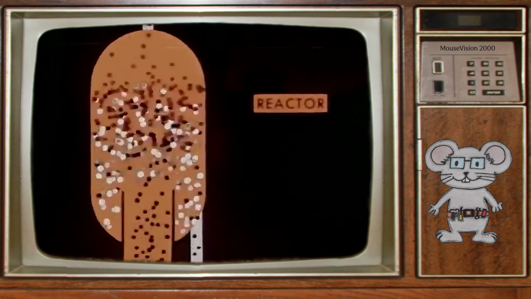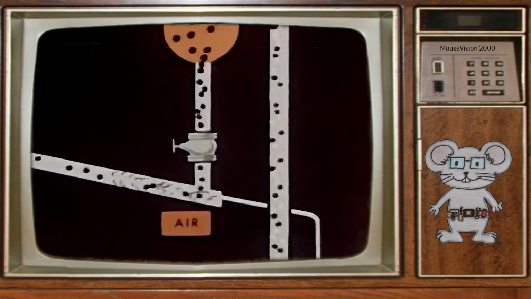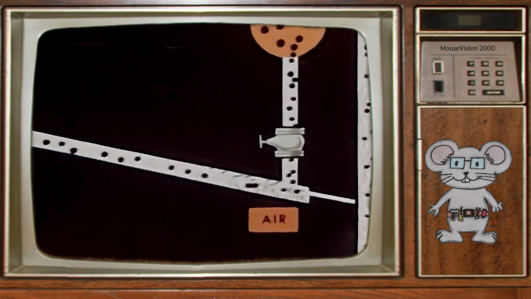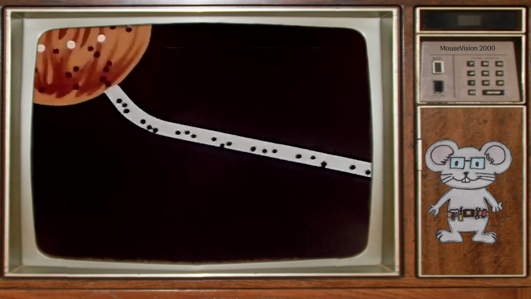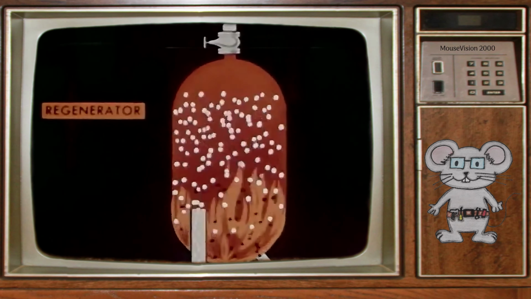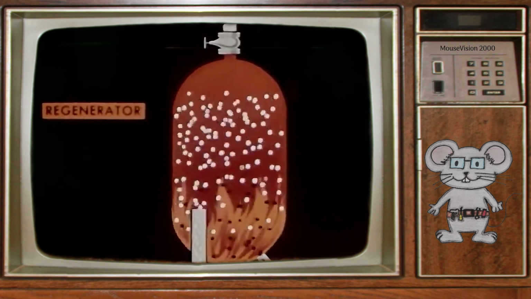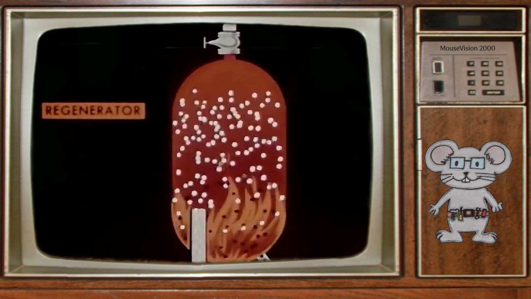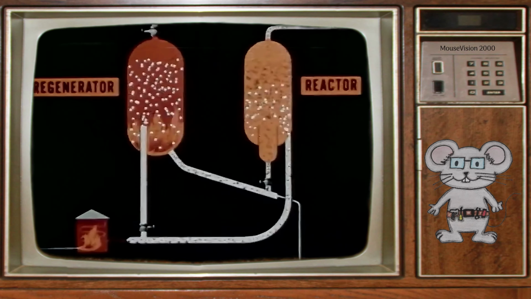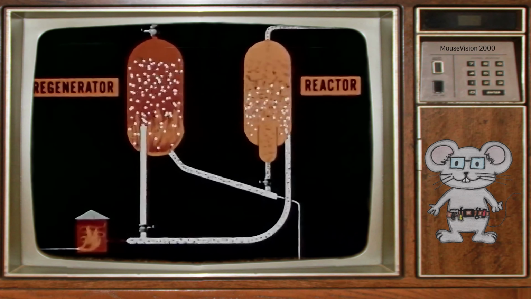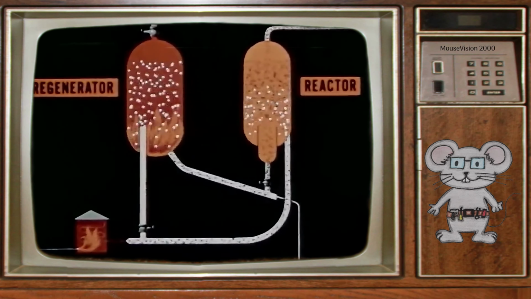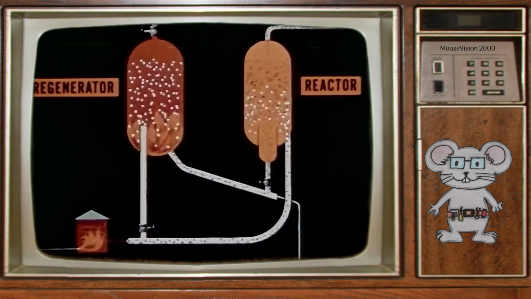As the catalyst becomes covered with coke, it becomes less active and is drawn off at the bottom. Air blows it through a pipe to the regenerator, where the coke is burned off. This reheats the catalyst, which again joins the flow of incoming oil. Here's the entire operation, showing the complete cycle. Notice that the same catalyst is used over and over again in this, the most modern method of gasoline manufacture.